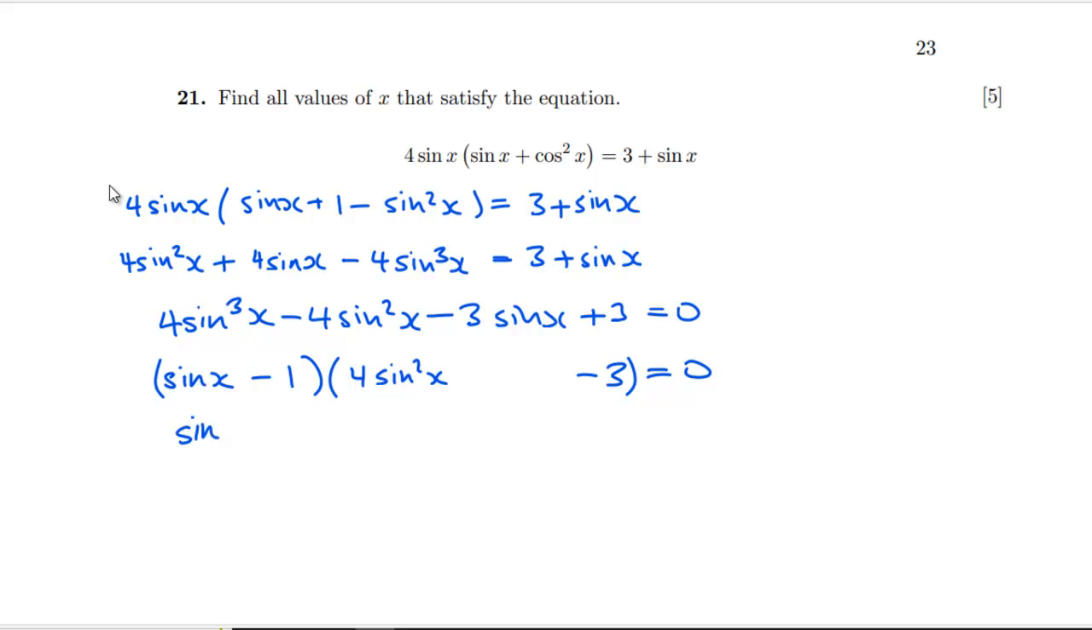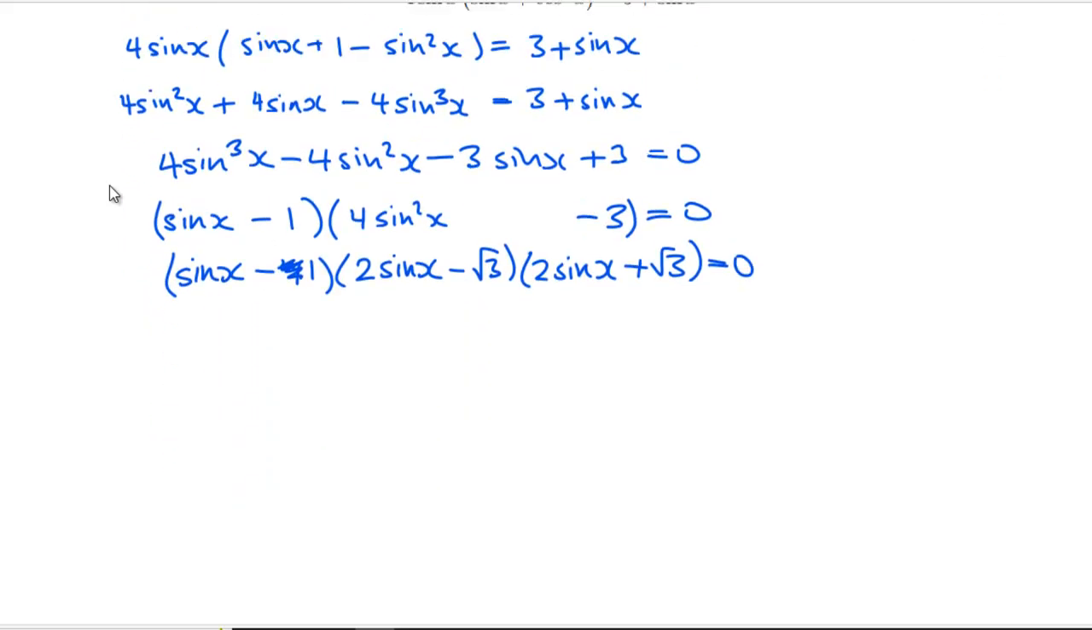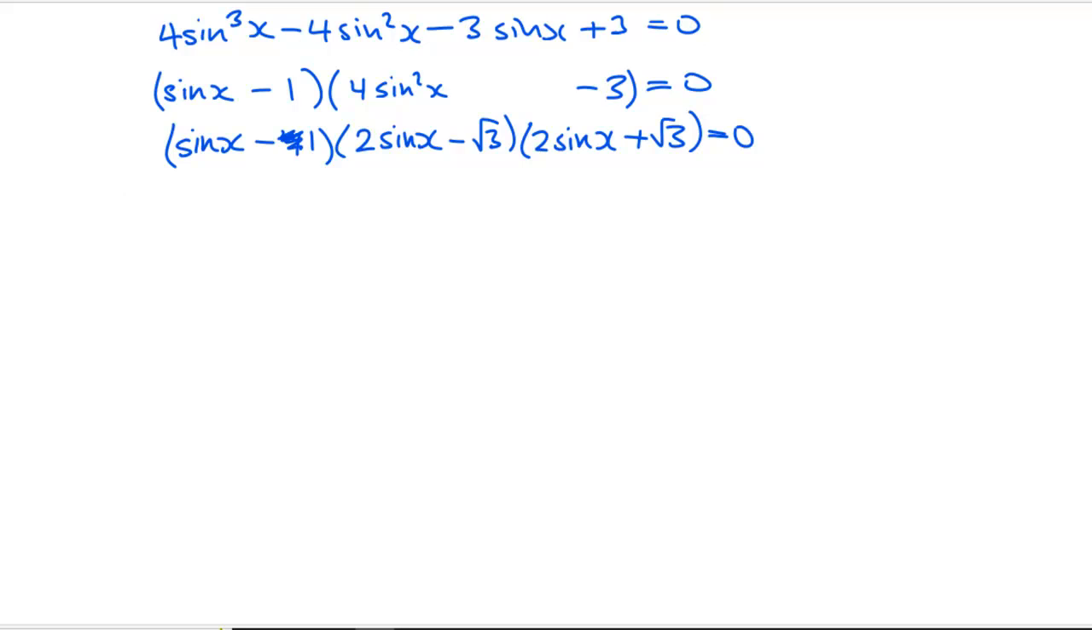So we've now got sine x minus 1, and then it would be 2 sine x minus root 3, 2 sine x plus root 3 equals 0. So all in all, we want all values, so I haven't limited any kind of range on this. For sine x equals 1, that's going to be at pi by 2 and then every 2 pi. So that's what we get on that.